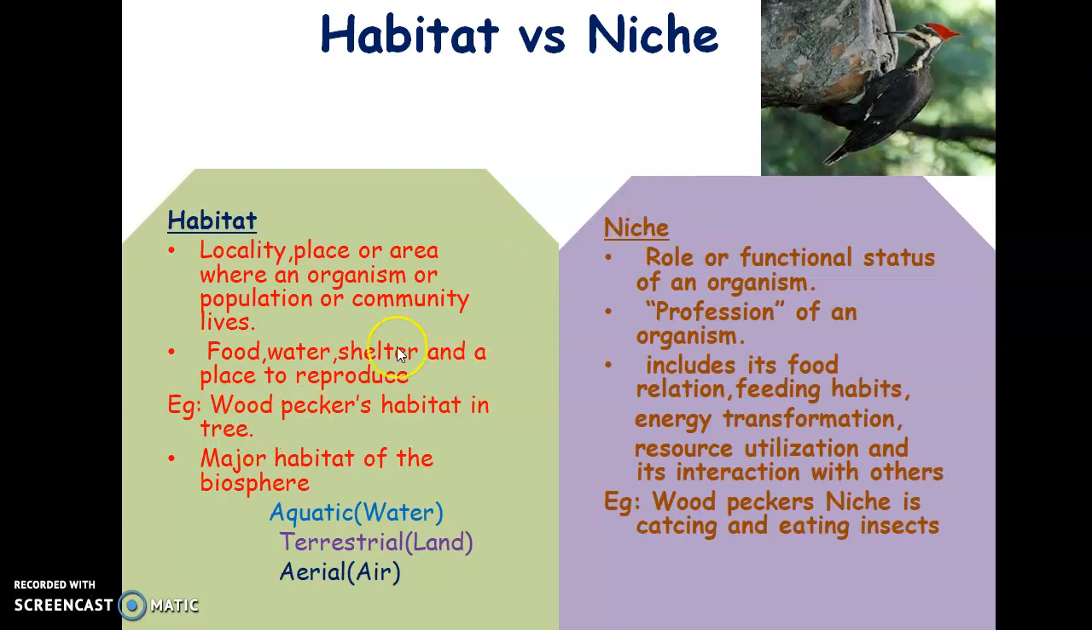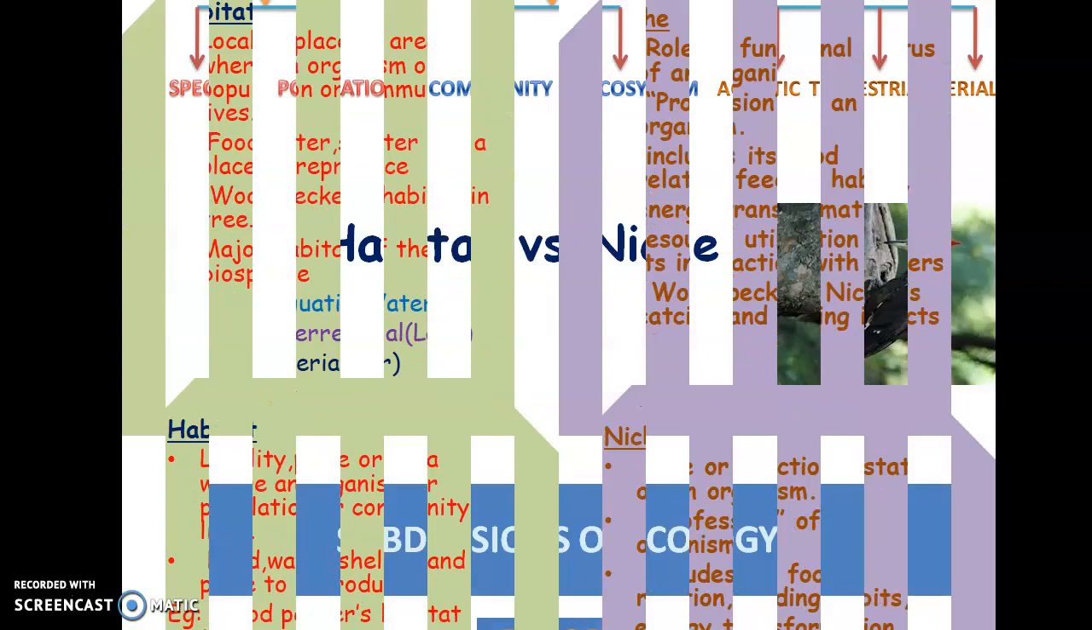And niche means the functional status of the particular organism which is dwelling in the habitat. So niche is the role or functional status of an organism. We can say that it's the profession of an organism. If you are considering the woodpecker, niche is mainly concerned with catching and eating insects. And what's the peculiarity of niche? It is generally concerned with the food relation, feeding habits, energy transformation, resource utilization, and also its interaction with the others. So that is the difference between habitat and niche. One is the dwelling place and another is the role or the behavior of that particular organism.